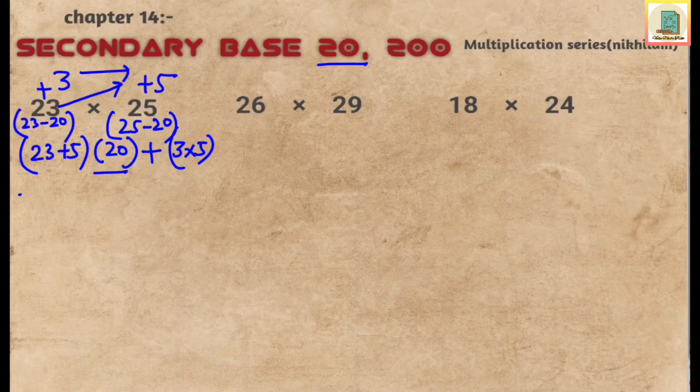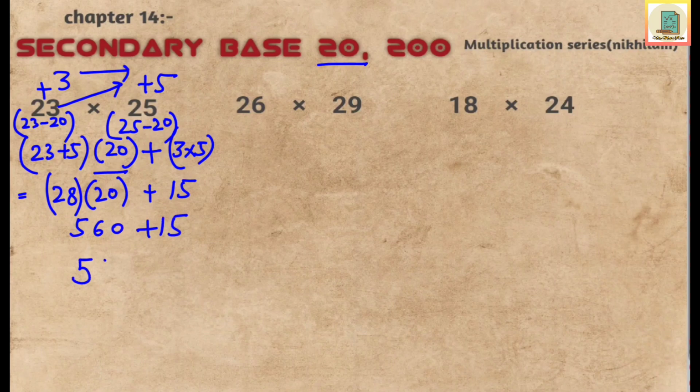Now let's do the calculations. 23 plus 5 gives you 28. Multiply by 20, plus 15. So here it will be 560 plus 15. So the final answer is 575. Now let's take another example.